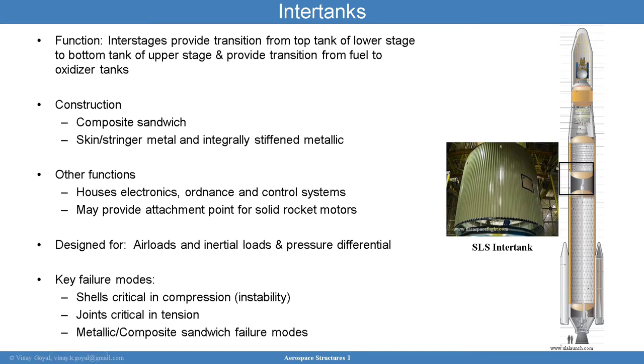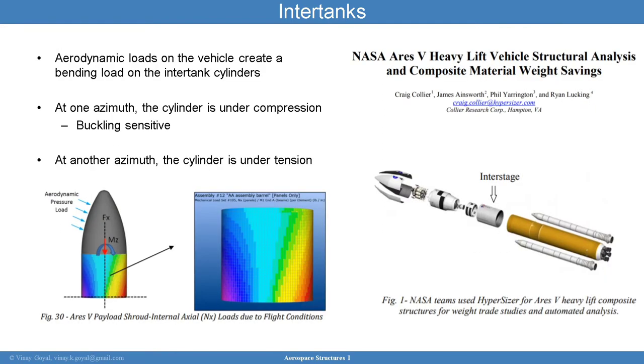Intertanks are designed primarily for air loads and inertia loads, and there's also a pressure differential that could occur across the wall. The key failure modes for intertanks include shells that are critical in compression, so buckling, for example, and joints could be critical in tension. You could also have metallic or composite sandwich failure modes depending upon what a structure is being designed with, whether it's metal or composite.